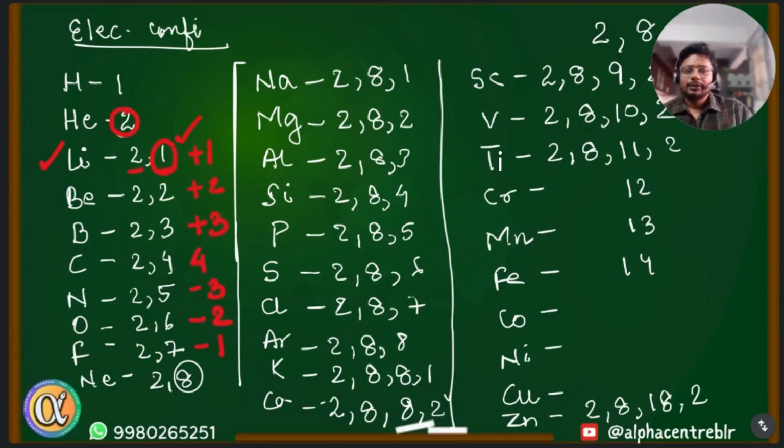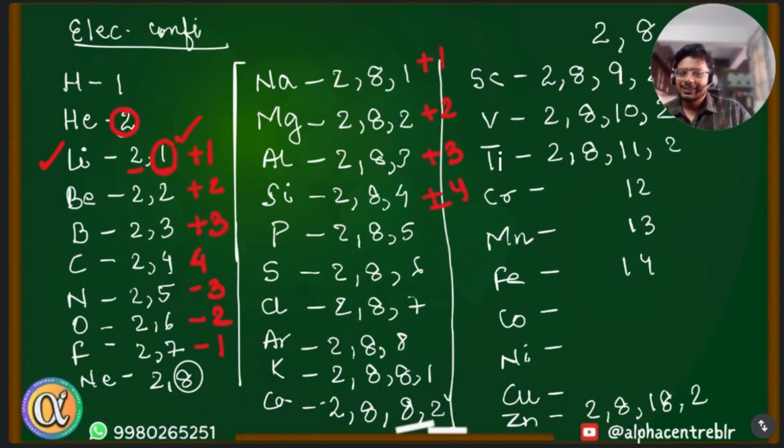Sodium? The same pattern repeats, right? So it is +1. Magnesium? +2. Aluminium? +3. Silicon? Plus or minus 4. Okay.